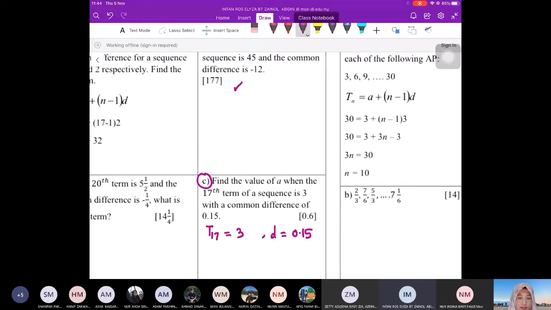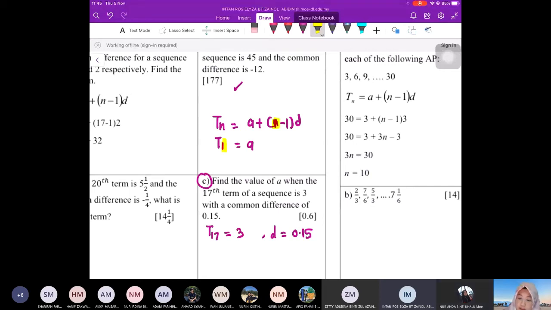So sekarang ni saya nak you macam dah master lah kan. You tahu Tn is a plus (n minus 1)d, betul? So sebab itulah T1 tu, kenapa masa slide Adam tadi, dia kata T1 tu a? Kenapa? You rasa why we say that T1 is a sebenarnya? And n dia 1, betul tak? So bila a plus 1 minus 1, 1 minus 1 akan jadi 0. So 0 times d, 0. Tinggal a je. That's why we say that T1 tu a.